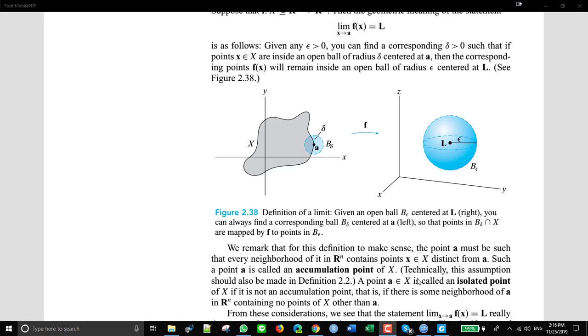She says technically this assumption should also be made in definition 2.2. A point A in X is called an isolated point of X if it's not an accumulation point. That is, if there's some neighborhood of A in Rn containing no points of X other than A. So like we said, if you have a point out here, there are going to be neighborhoods around it that contain no other points of X. So this kind of point is called an isolated point.